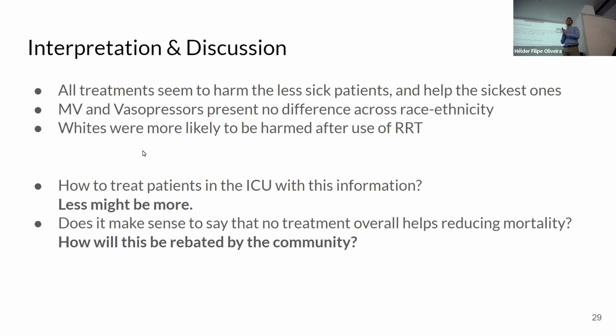Our biggest problem is how to treat patients in the ICU with this information. Are we over-treating them? Are we driving an increased mortality when we think we were helping? And it's kind of hard to argue this. We're still looking for some kind of bug in the data that could be driving the wrong results. But this is a bit in line with the literature where less might be more. So if you treat the patients less in the ICU, you're probably helping them more, so you probably shouldn't do anything.